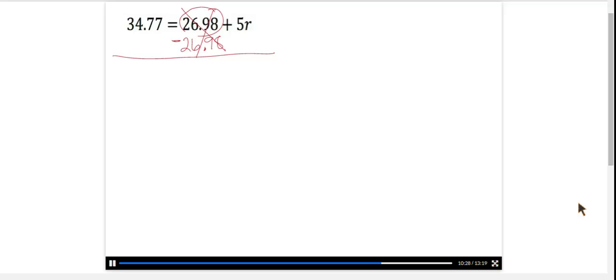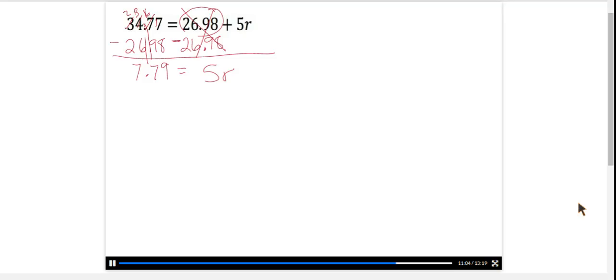That all cancels out, and I'm left with 5r on this side, which means I need to subtract 26.98 on this side. And I can do that. I can subtract decimals. I just need to remember to line up my dot, and that's just what I did right here. Okay, I just need to do a little borrowing. So 17 minus 8 is 9. 16 minus 9 is 7. 13 minus 6 is 7, and 2 minus 2 is 0. So I'm left with $7.79.